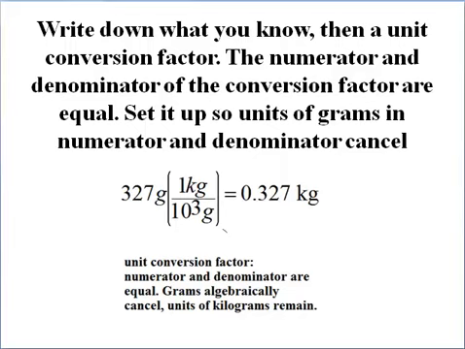In the unit conversion factor, we have the numerator of 1 kilogram, and in the denominator 10 to the 3rd grams. Note that the numerator and denominator are equal. 1 kilogram equals 10 to the 3rd grams. We have that from Table 1.1. A kilogram is 10 to the 3rd grams. In the unit conversion factor, kilograms appears in the numerator and grams appears in the denominator. Terms of grams algebraically cancel, and we are left with the units we are asked for, which is kilograms.